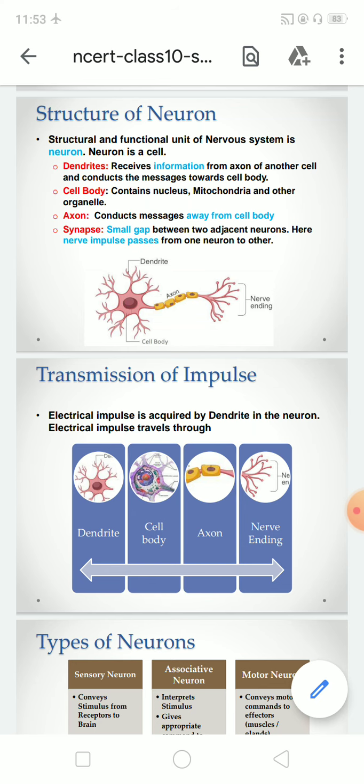So first is the dendrite. What the dendrite does is receive the information and pass it towards the cell body. And the cell body consists of the nucleus, mitochondria, and other organelles. The axon conducts the messages away from the cell body. Dendrites receive the messages and send them to the cell body, and the axon conducts the messages away from the cell body. The synapse is the gap between the two neurons, and here the nerve impulse passes from one neuron to another.